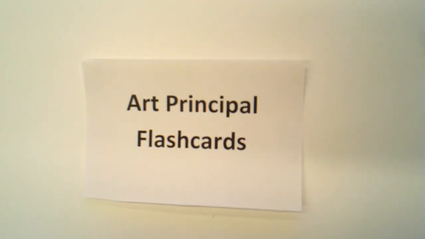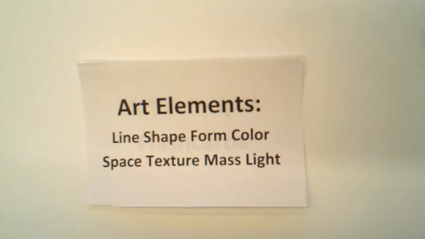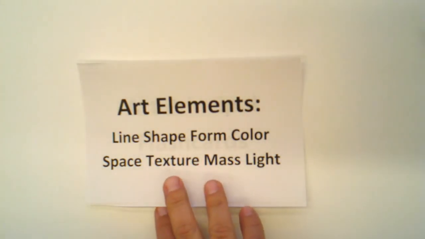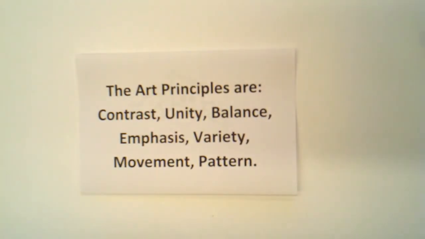Hello, we are going to talk about the art principles through the use of some flashcards. And what are art principles? Well, these are the things that help us organize the art elements. The art elements we covered last time, and those were line, shape, form, color, space, texture, mass, and light. The art principles help us organize these things by contrasting them, showing us unity, balance, emphasis, variety, movement, and pattern. These are our art principles.